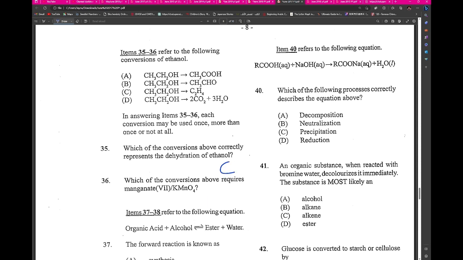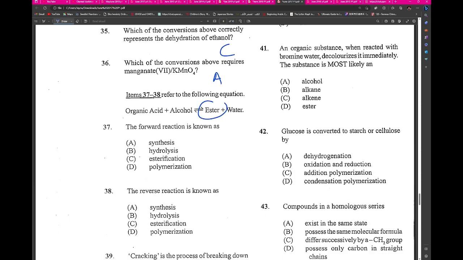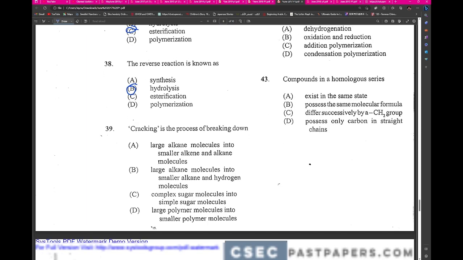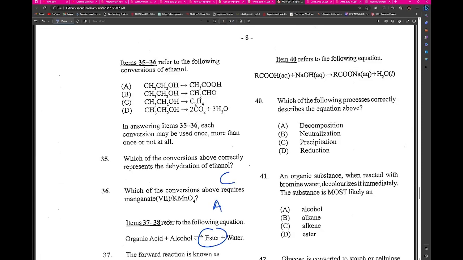Conversions require permanganate, right? Permanganate would probably give us A. Right? Therefore, the reaction producing an ester is esterification. The reverse reaction is hydrolysis. Cracking is the process by which large alkane molecules are broken down into smaller alkane and smaller alkene molecules. Looking at this, which of the following processes correctly describes the reaction above? This is a neutralization reaction.